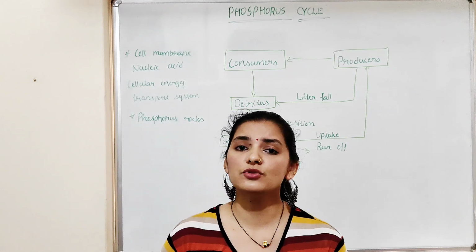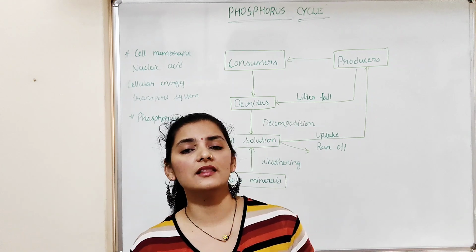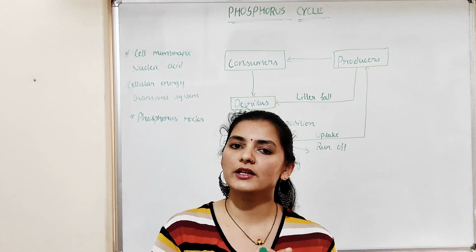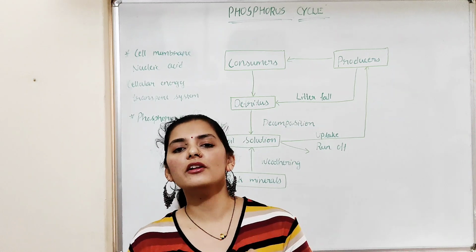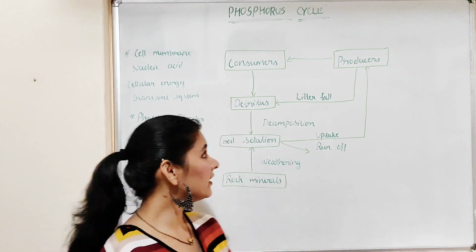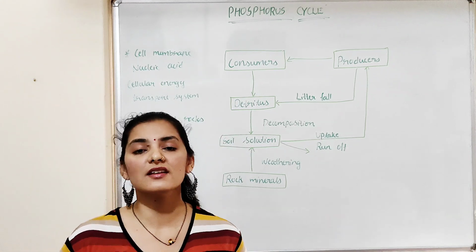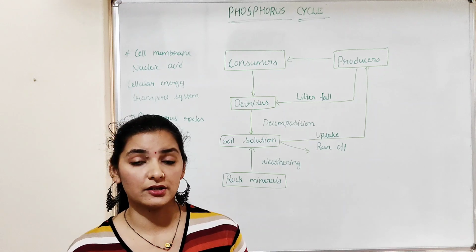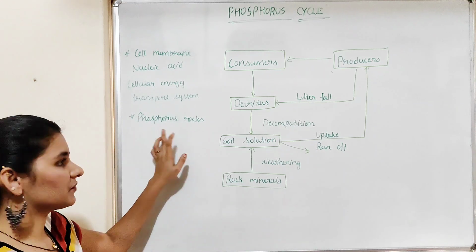Then what is the main source of phosphorus? Unlike carbon, phosphorus is not present in gaseous form in the environment or atmosphere. It is present mainly in the soil or in the form of rocks. That's why the main source of phosphorus is phosphorus rocks. In the phosphorus rocks, the phosphorus is present in the form of phosphate. So the main source of phosphorus on the earth is phosphorus rocks.